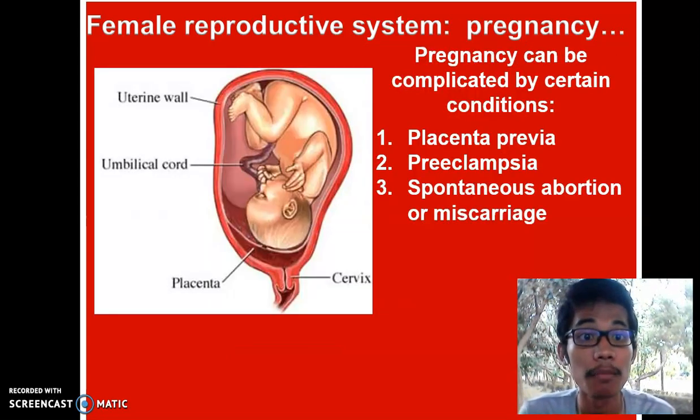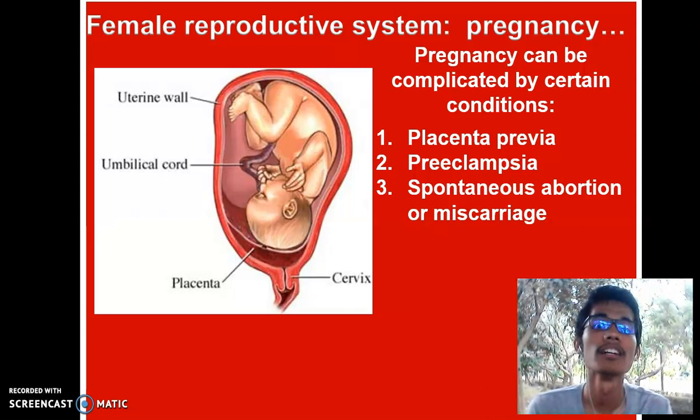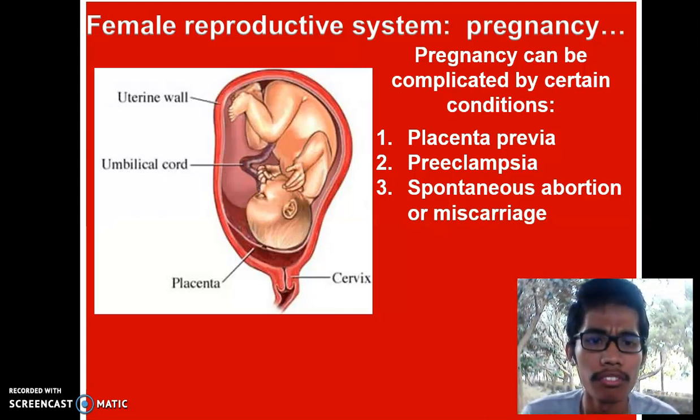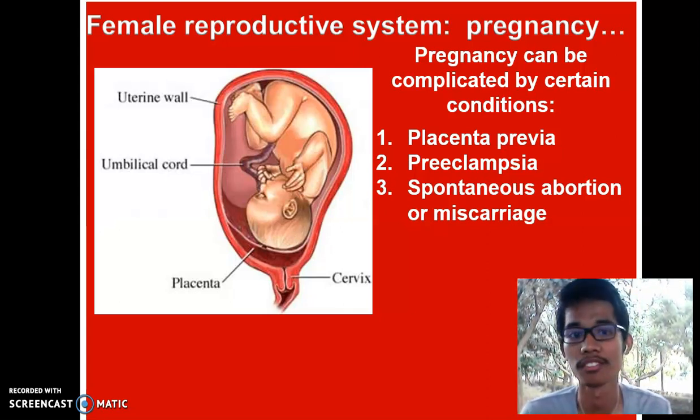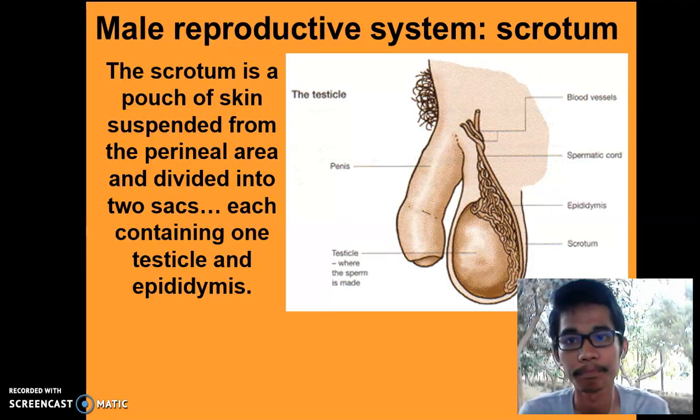Pregnancy can be complicated by certain conditions. First is placenta previa, second is preeclampsia, third is spontaneous abortion or miscarriage.